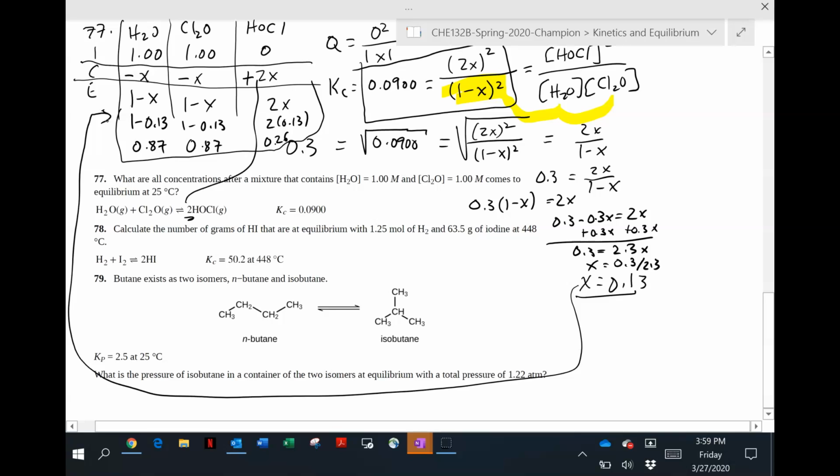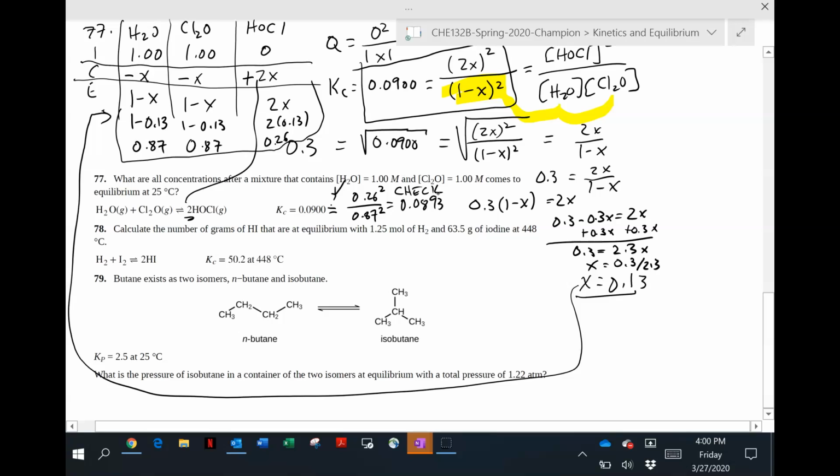I would check my answer. What I'm going to do is check, is that value equal to 0.26 squared over 0.87 squared. I'm just plugging it back into the Q expression. And I get basically 0.0893, and that's close enough. That's good. That's about within that 5% error that we have. So that's my check where I plug those values back in.